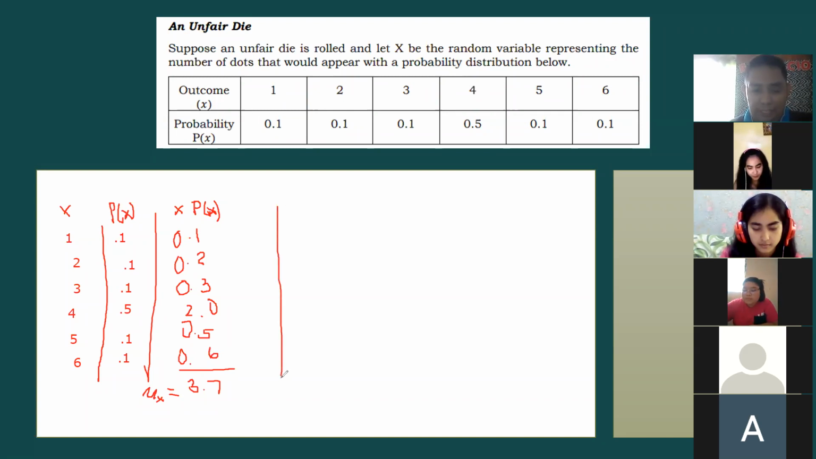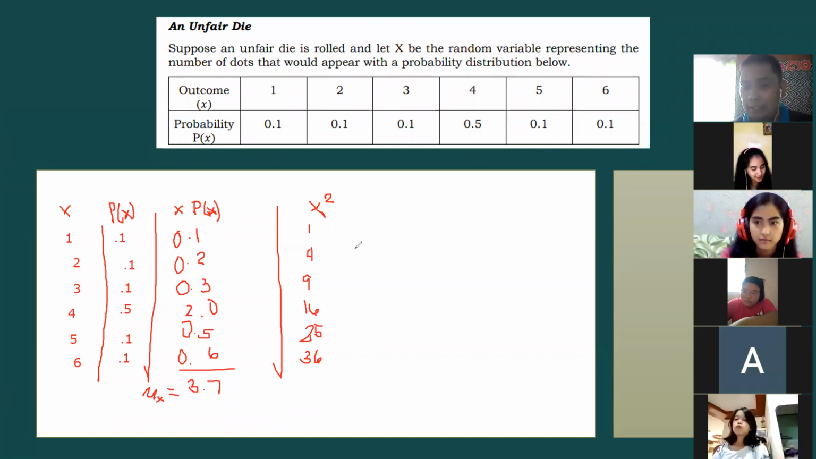Using the new formula, this will be x squared. X squared na ang gagamitin natin. So, i-square lang natin tong mga x's natin. So, that will be 1, 4, 9, 16, 25, and 36. Okay?